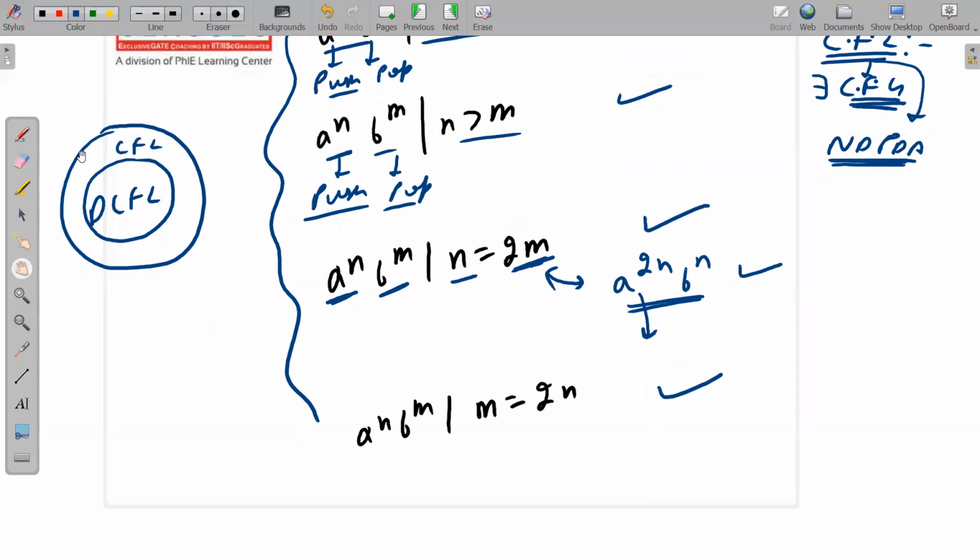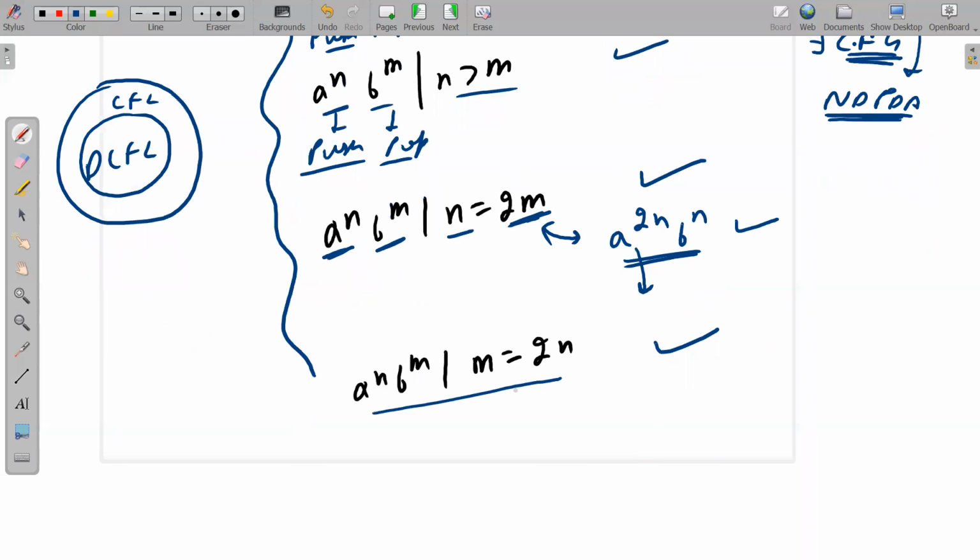And if you want me to say a few lines about it, I can. The language will be equivalent to saying A power n, B power 2n. So here all A's will be pushed, and while pushing, we will push two A's. Whenever a single A is read, we will push two A's onto the stack. And whenever B comes, then we will do cutting. That's it. So there is no problem at all. So this will be DCFL. I hope I have made the point clear.